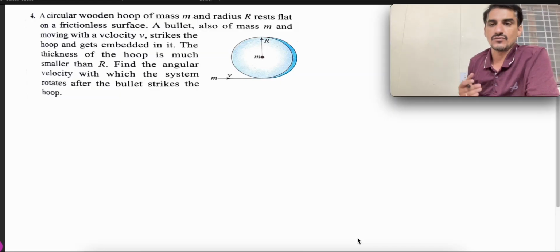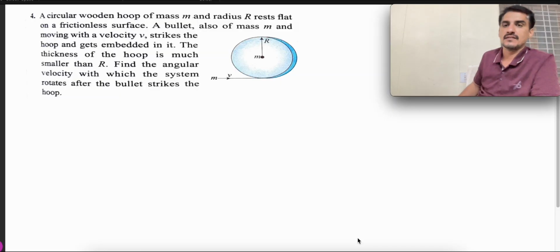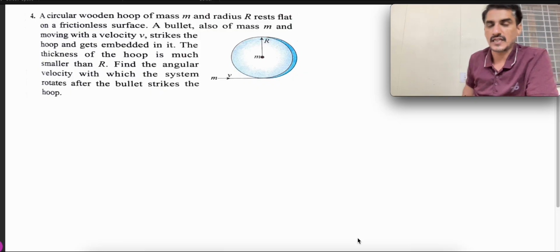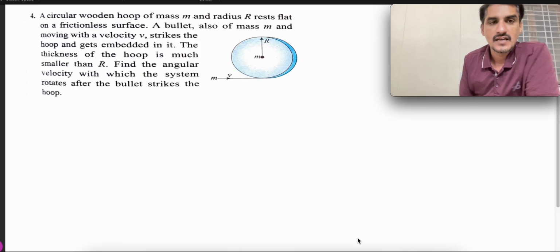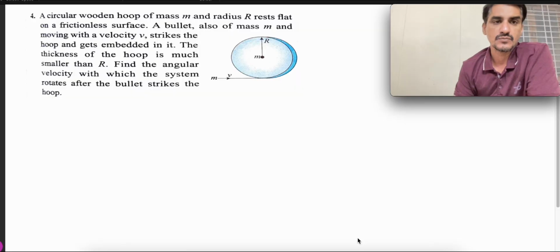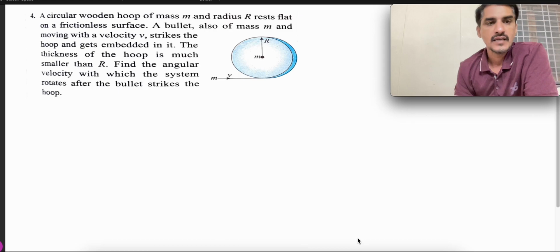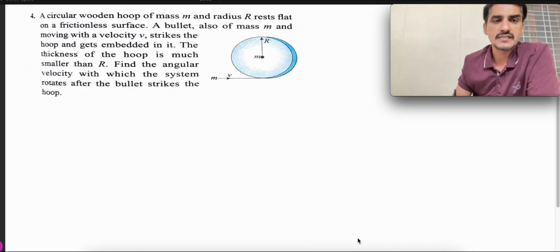Okay, today we are going to discuss one more interesting problem that is based on rotational collisions. Now let us see the question once. A circular wooden hoop of mass small m and radius capital R rests on a frictionless surface. A bullet also of mass small m and moving with a velocity v strikes the hoop and gets embedded in it. The thickness of the hoop is much smaller than capital R. Find the angular velocity with which the system rotates after the bullet strikes the hoop.